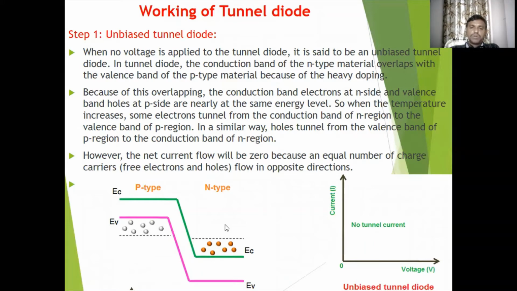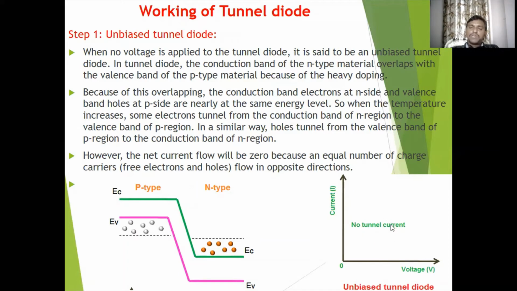So an equal number of charge carriers are traveling in the opposite direction. Therefore, the current will be zero, because at this point there is a possibility of recombination of these holes and electrons. Because of that, there is no current we can consider here. Therefore, in the unbiased tunnel diode condition, there is no tunnel current.